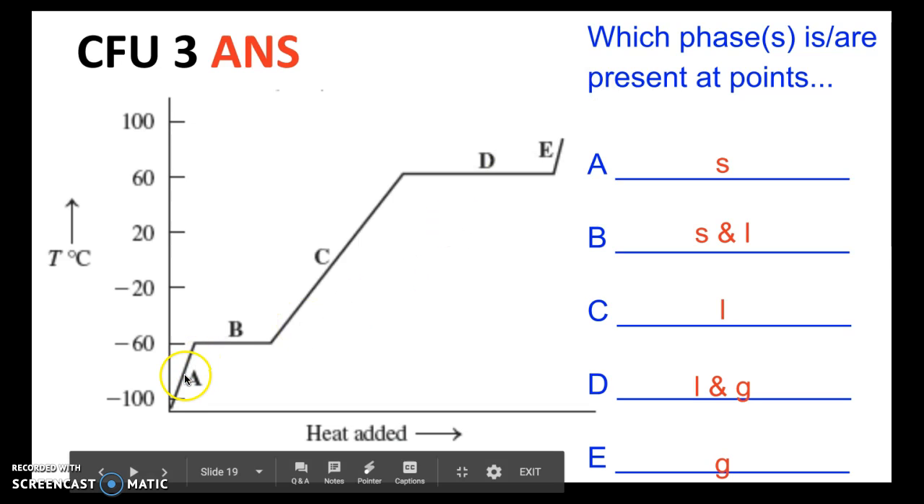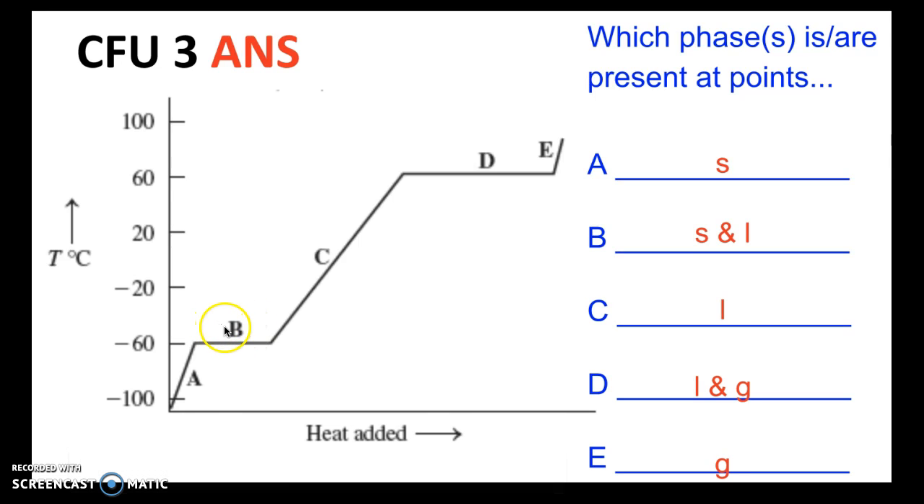Great, so at A, it's just a solid. B, solid and a liquid, because both of them are in equilibrium, so they're both there. C is just a liquid. D, again, liquid and gas, because it's in equilibrium. And E is just a gas. So those are the phases that are there.